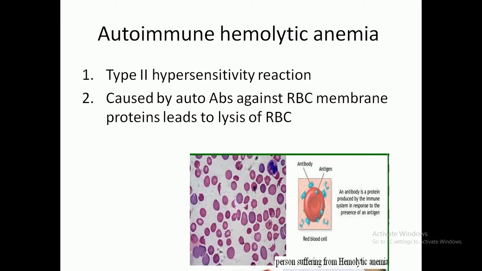First, autoimmune hemolytic anemia, which is a type 2 hypersensitivity reaction caused by autoantibodies against the RBC membrane proteins, which leads to lysis of the RBC. Here is the RBC, and this is the antigen present on the cell surface of the RBC, and antibodies will form autoantibodies against these autoantigens and lead to destruction of the RBC.